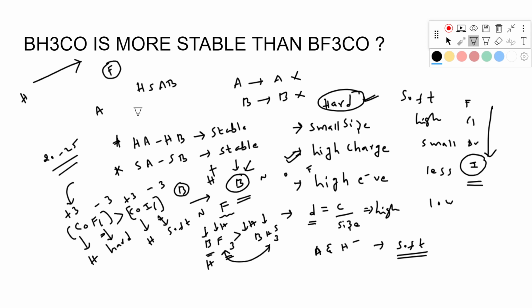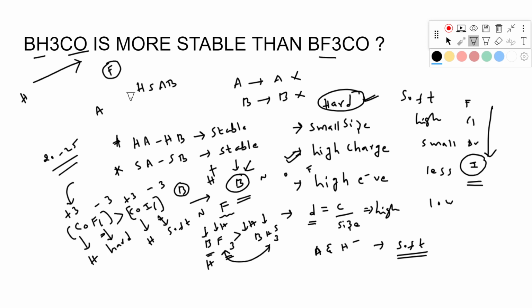Okay. Now do this question. BH3CO is more stable than BF3CO. Here you have to talk about the reason. Okay. So what is the reason? So the first one is, what is about this CO? CO is a soft base, and BH3 and BF3 are soft and hard acids respectively. Here BH3, here BF3, right?